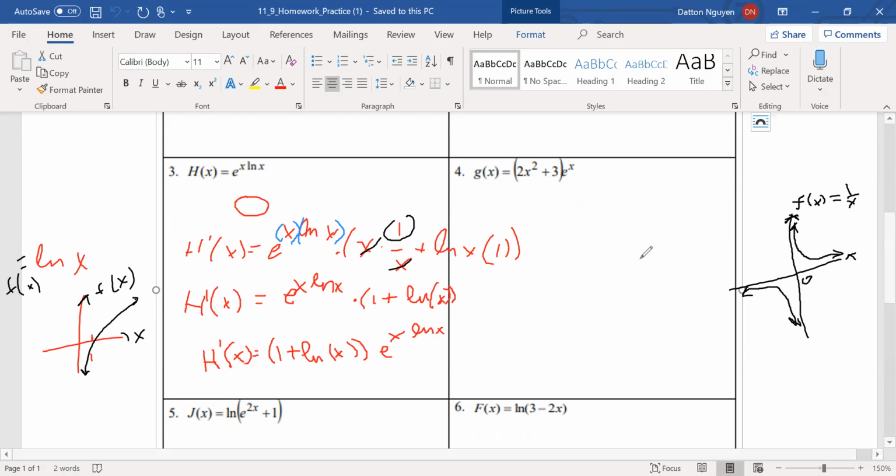Can I erase this up here? Okay, so I'm going to go ahead and erase that. If there's nobody else complaining about that, I'll erase that.